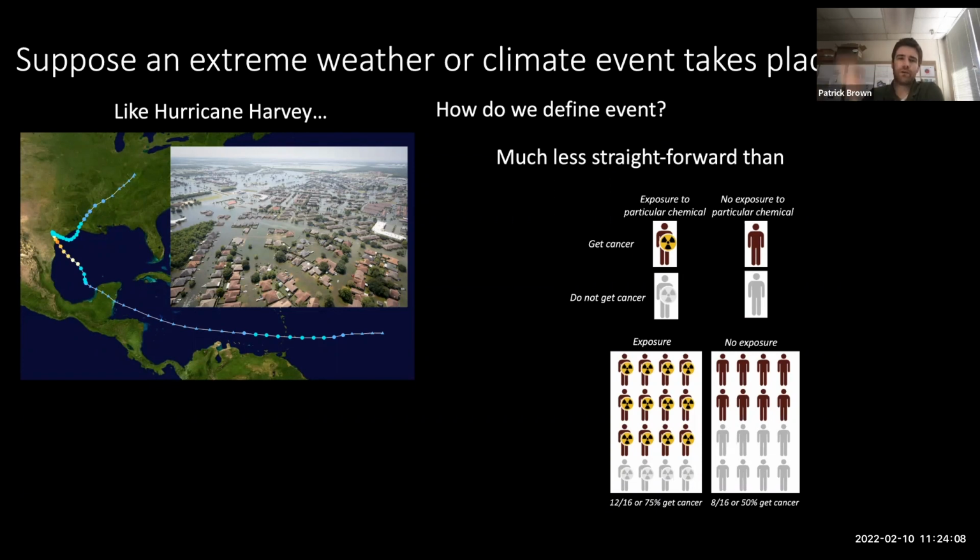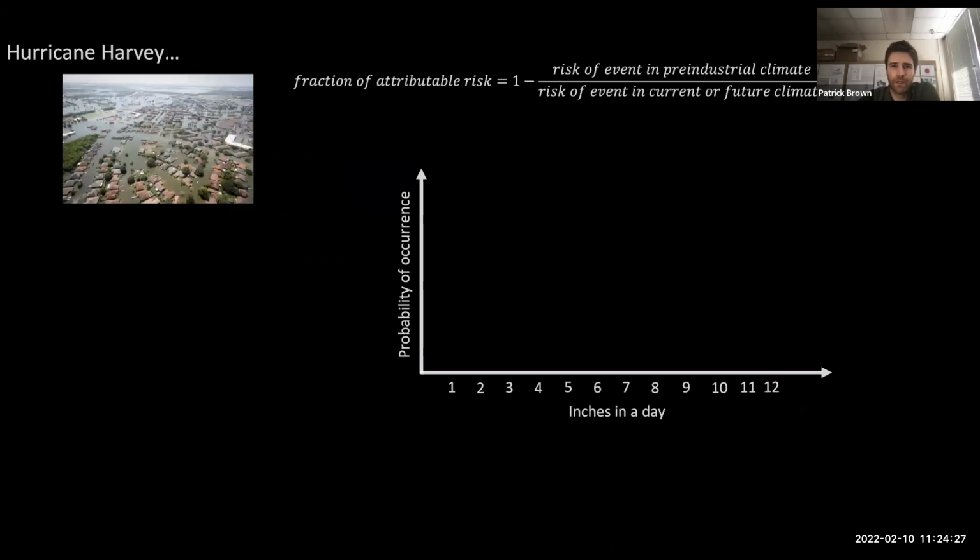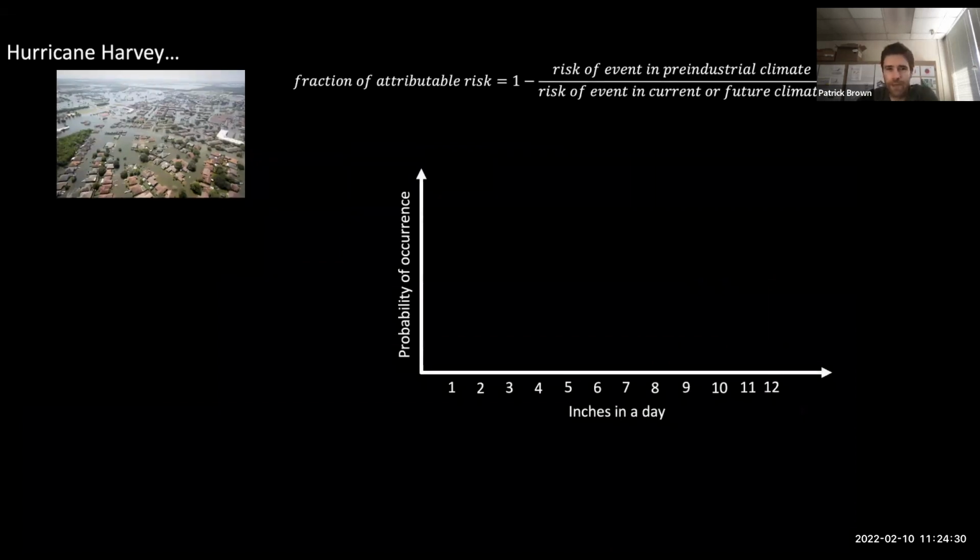The exposure, no exposure thing is easier. That's the thing that's analogous to pre-industrial climate versus current climate. And so that's pretty clean in climate models, and it's relatively clean in observations. But the event definition, the cancer, no cancer thing, ends up being pretty murky. But I'll show you how this actually has been done with Hurricane Harvey.